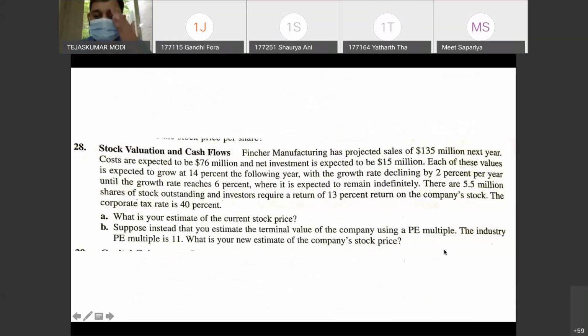Please let us read this question. I would take your help for this question, so please be very participative. Fincher Manufacturing has projected sales of 135 million next year. The costs are expected to be 76 million, and net investment is expected to be 15 million. So you are given information about revenue and cost, all the costs are included.